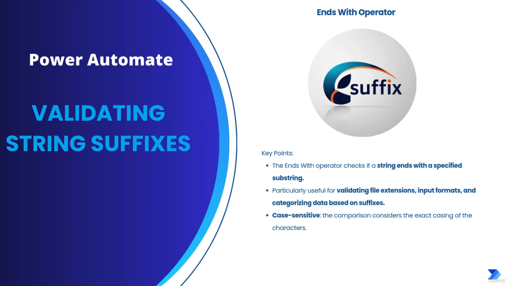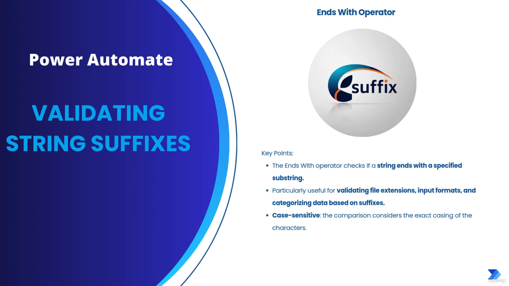Ends with definition. The ends with operator checks if a string ends with a specified substring. This operator is particularly useful for validating file extensions, input formats, and categorizing data based on suffixes. It is case-sensitive, which means the comparison considers the exact casing of the characters.